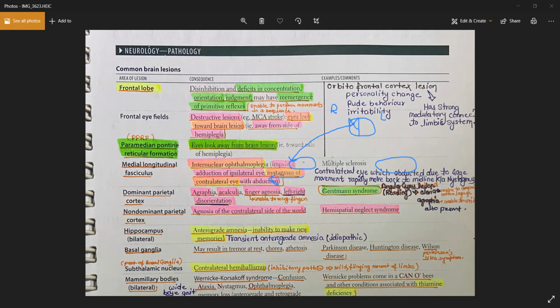You will get the deviation of this eye to this side, right? So the eye will look away from the brain lesion. The eye will look to the left, which is away from the brain lesion, right? Towards the side of hemiplegia, because this side of the pons is controlling the left side, right?